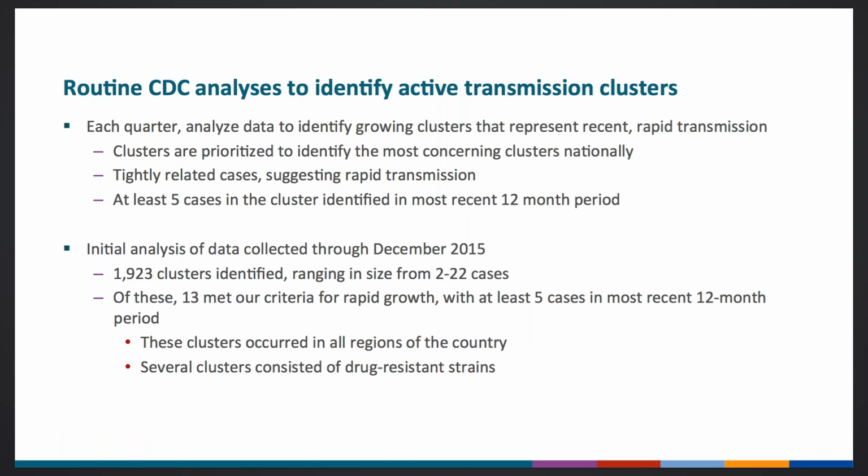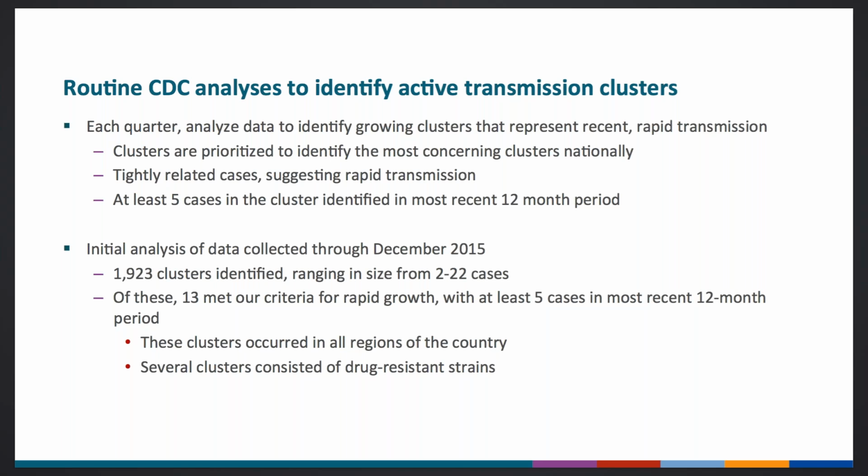So what are we doing at CDC to identify active transmission clusters? We analyze our data quarterly to identify growing clusters that represent recent and rapid transmission. We really detect quite a lot of clusters in our national analyses, but we prioritize these clusters to identify the most concerning clusters nationally. So we look for very tightly related cases, which suggests rapid transmission because transmission is occurring rapidly enough that the virus hasn't had time to evolve. We also look for at least 5 cases in the cluster that were identified in the most recent 12-month period to get at the rapidity of transmission.